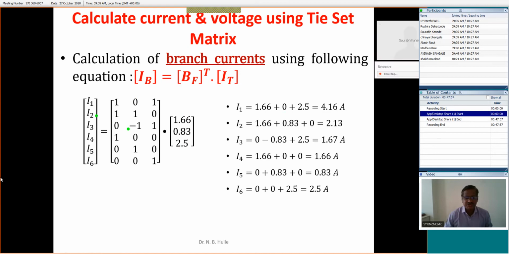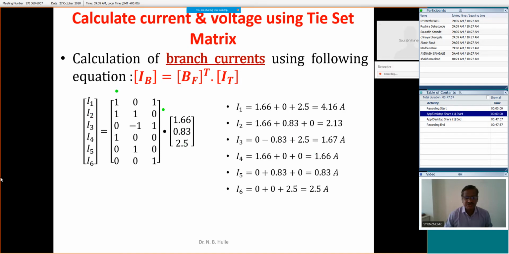Similarly, if we are finding the second branch current, this I2 is equal to the multiplication of this row and this column. 1 into 1.66 plus 1 into 0.83, this is 0.83, this is 0.86, and this is 0 into 2.5, this is 0. If we work through these arithmetic operations, we get 2.53 amperes as the current in branch number 2, which is I2.